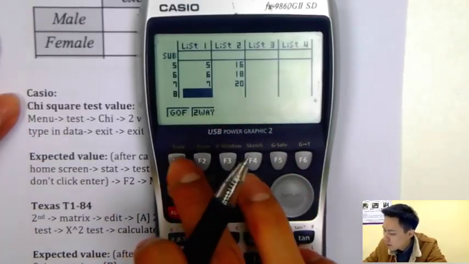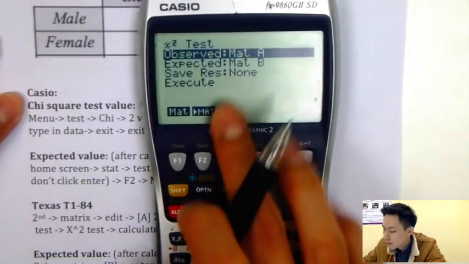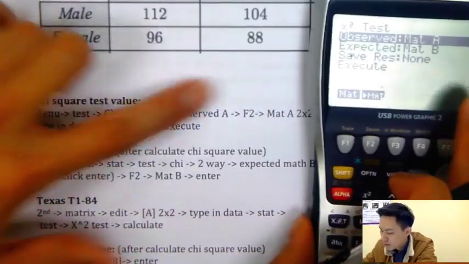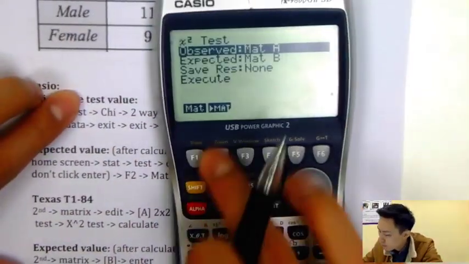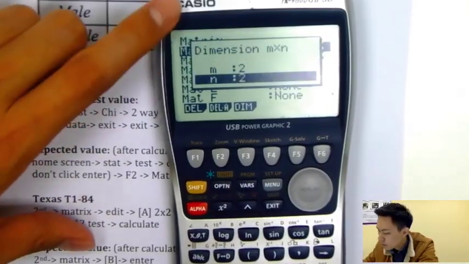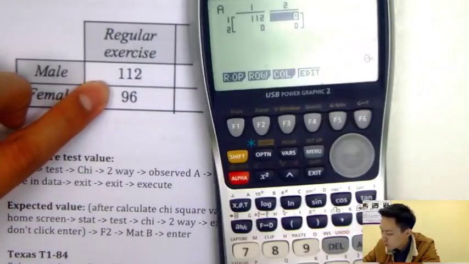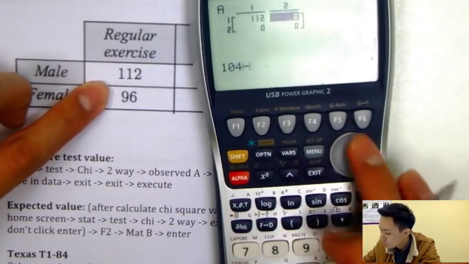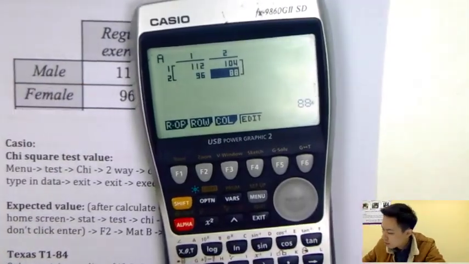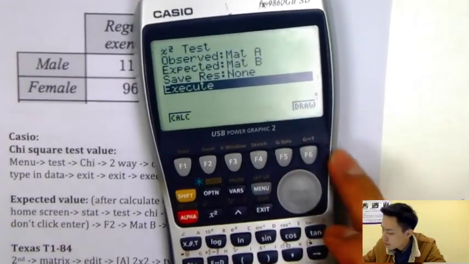F3, and then go GOF or two-way. So you go to two-way. You can see observed Mat A. So you go to this, which is this button? F2. And then type in 2 by 2, and enter. So just type in the same data: 112, 104, 96, and then 88, right? And then you go to the previous screen, and then you go calculate, execute.